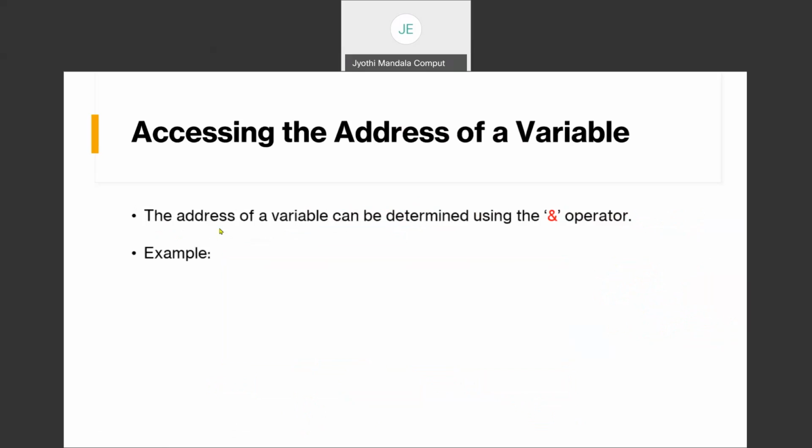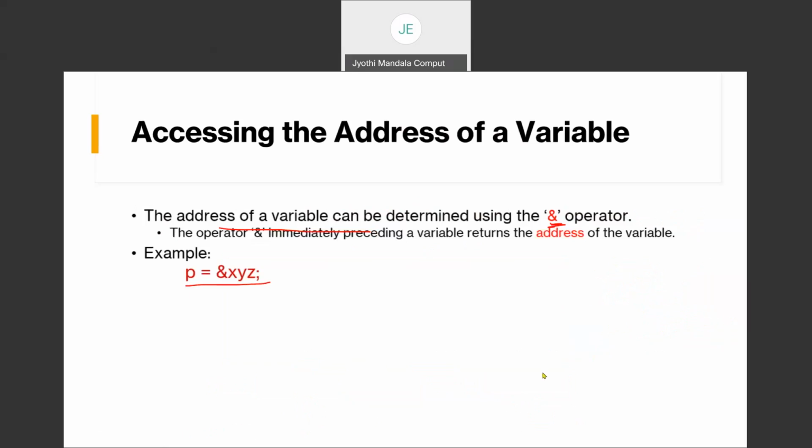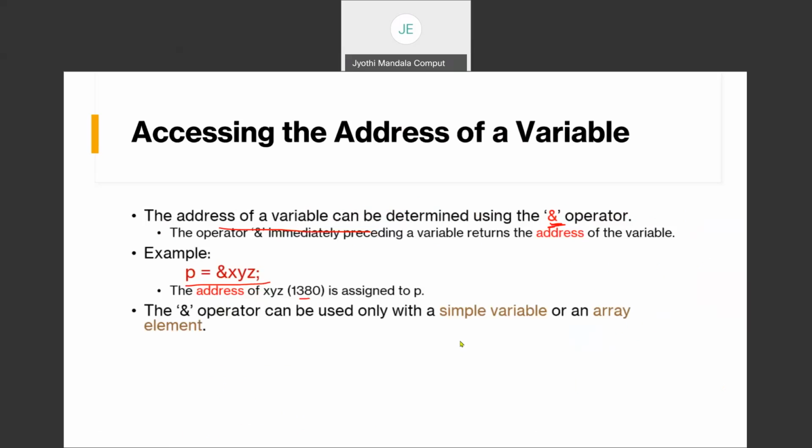So always, if you want to assign the address of a variable to a pointer variable, I already told you we need to use this AND operator. The AND operator is placed immediately before a variable. Why? Because we want its address. So we can use the statement P equal to ampersand of XYZ. That means we are storing the address of XYZ, which in our case is 1380, into P. That is what I told you here. Got it, all of you?